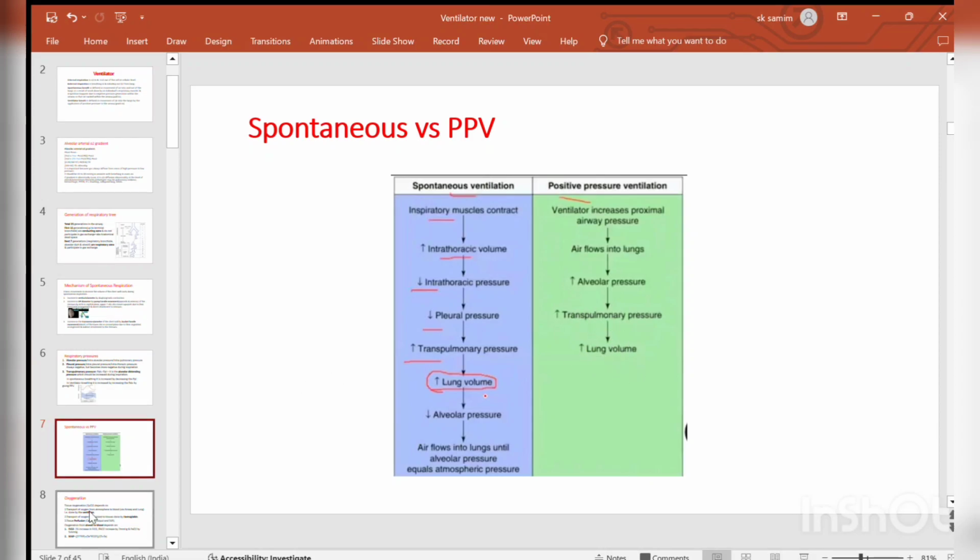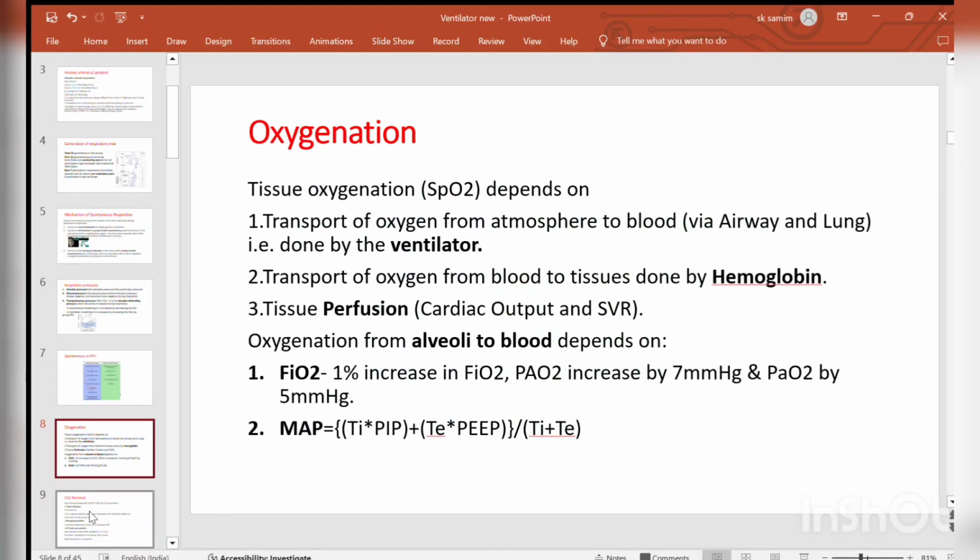Next, oxygenation. How does oxygenation happen in the tissue? Tissue oxygenation depends on three factors, but the ventilator helps in only one factor. Factor 1, transport of oxygen from the atmosphere to the blood via the airway and lung, is done by the ventilator. Then transport of oxygen from the blood to the tissue is done by the hemoglobin. And third, tissue perfusion, because of cardiac output and systemic venous return.